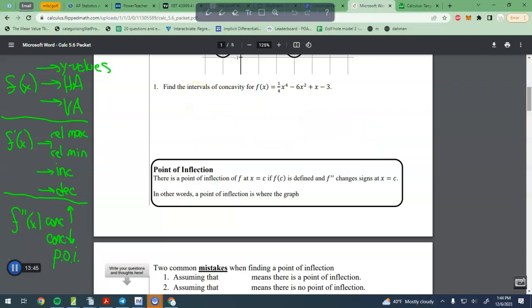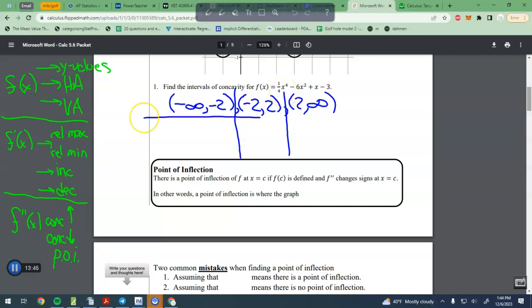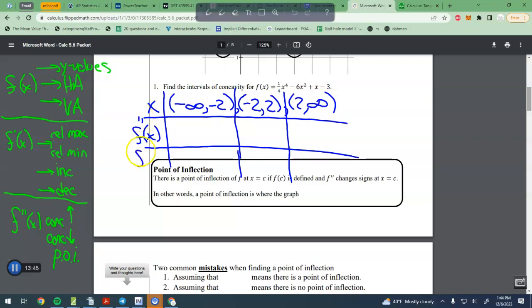So, critical points were negative 2 and 2. I used to do it with commas. I like his chart way better, but the commas are still in my brain. So x, f prime, f double prime of x. I don't really care about f prime in this situation. I want to know if f double prime is positive or negative, because that will tell me if f is concave up or concave down.